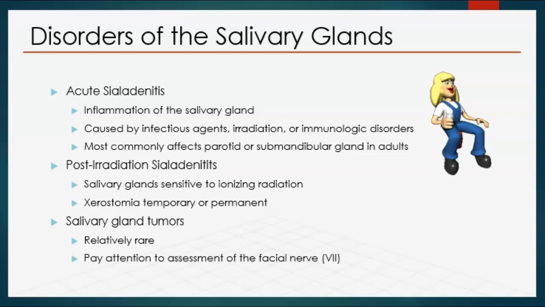If someone has a removal of a certain salivary gland, the parotid gland, a parotidectomy, patients are at risk for weakness or loss of function of the facial nerve, because the nerve goes right through that particular salivary gland.